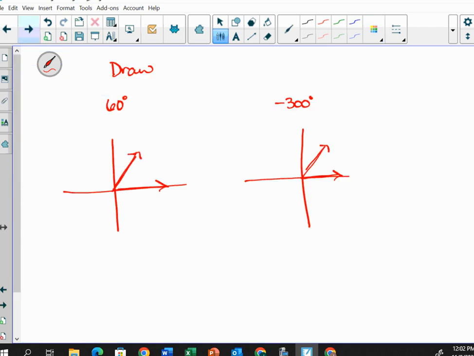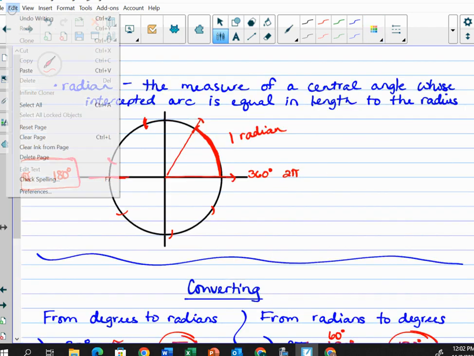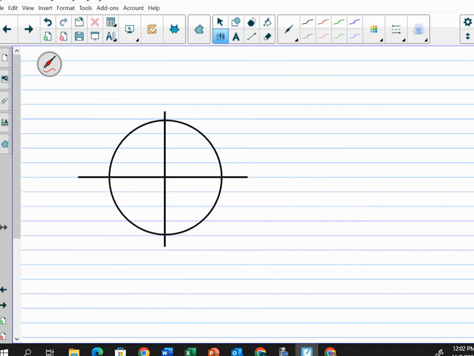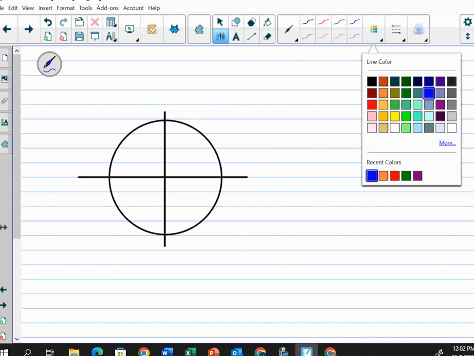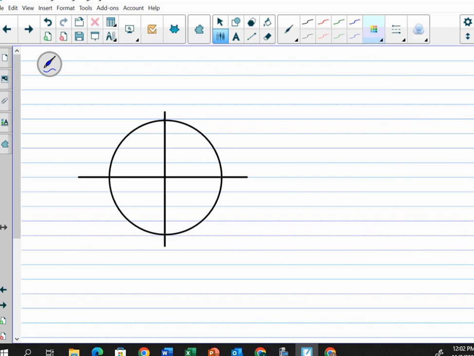Okay. No worries. It's going to be good times. Yeah, that's a circle. Not yet. We will get to the unit circle next week, I think. All right, we are going to define a radian.